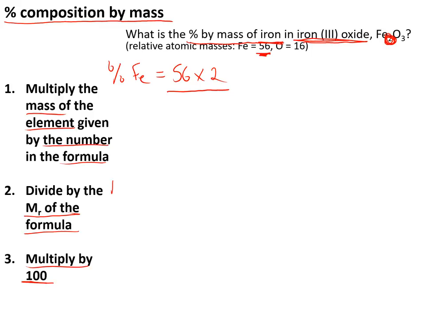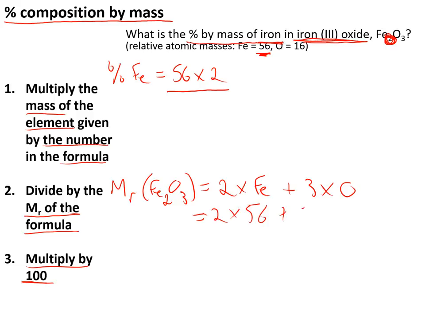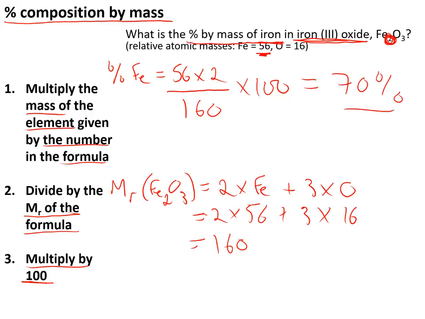So let's just work that out down here. Relative formula mass of Fe2O3 equals 2 times iron, 2 times Fe, plus 3 times oxygen, 3 times 16. Iron has a mass of 56, so that's 2 times 56. Oxygen has a mass of 16, so we have 3 times 16. Add that together, we get 160. So we're dividing our amount of iron by the Mr. So we have 56 times 2 divided by 160. We multiply that by 100 to make it into a percent. And if we do that, we end up with 70% as our final answer.